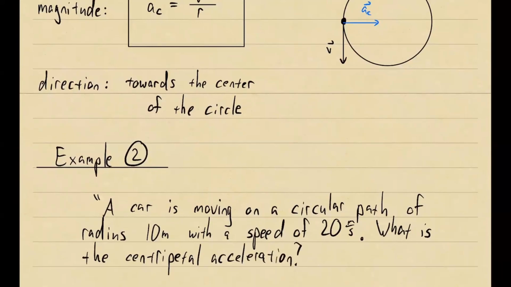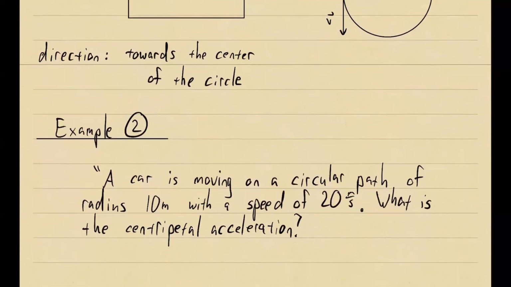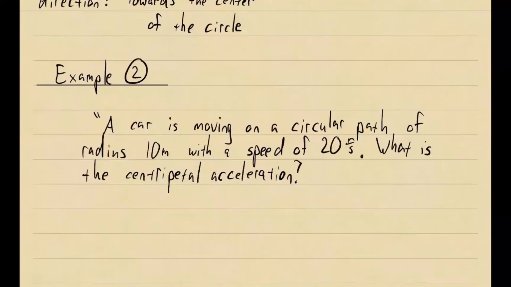So we know the direction is always pointed towards the center of the circular path. But this is really just asking us to find the magnitude of the centripetal acceleration. We know that the speed of this car is 20 meters per second, and we know that the radius of this track is 10 meters.